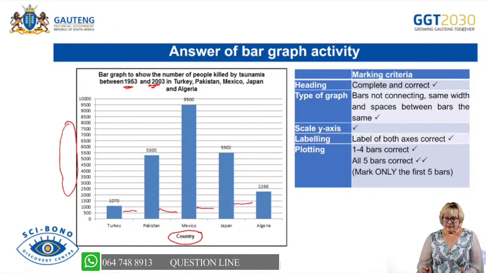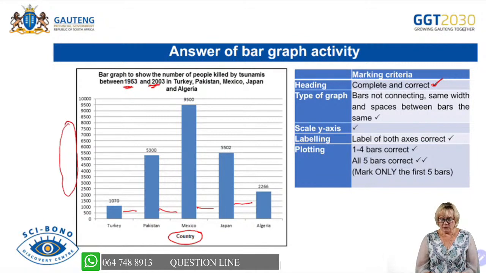All right. Now let's look at how we mark this. You have now done this, and how do we mark this? First of all, if your heading is complete and correct, you get 1 mark. Can you see? 1 mark if this is complete. What do we mean by complete? Both variables. There must be an independent variable and there must be a dependent variable. Type of graph, is it a bar graph? The minute your bars are touching one another, it's no longer a bar graph. Then you've drawn a histogram, and then you lose a mark.